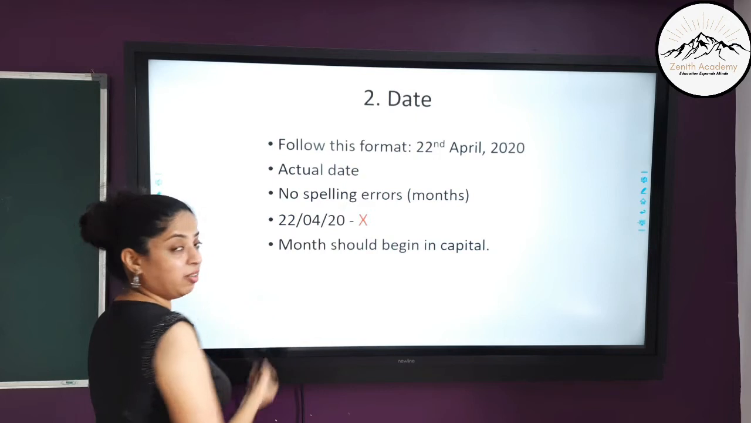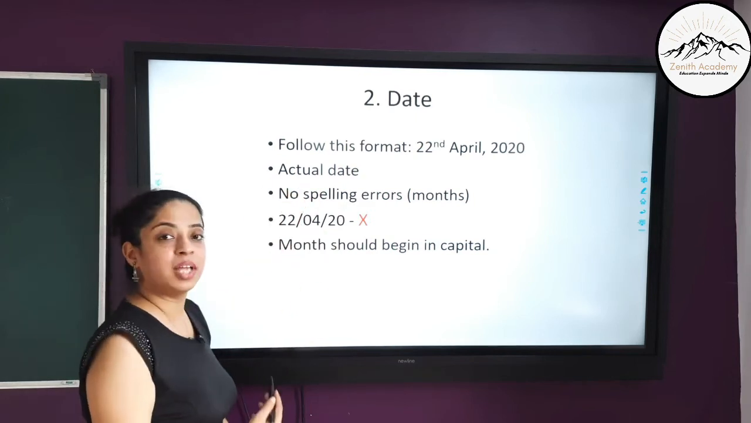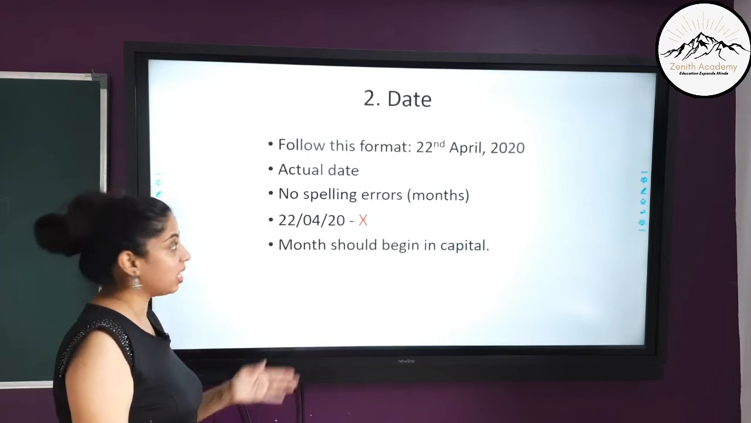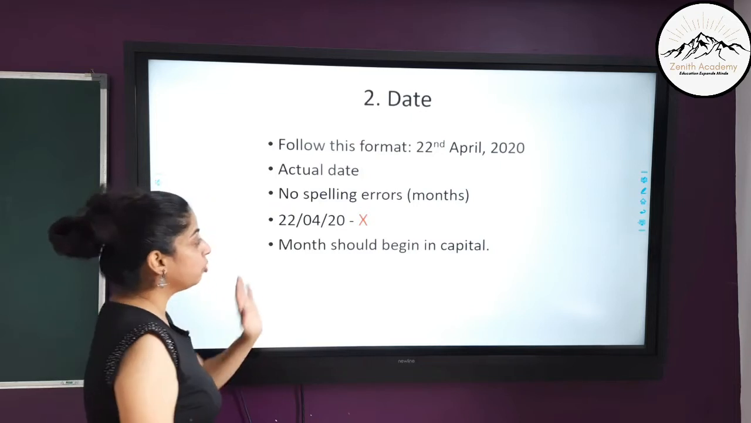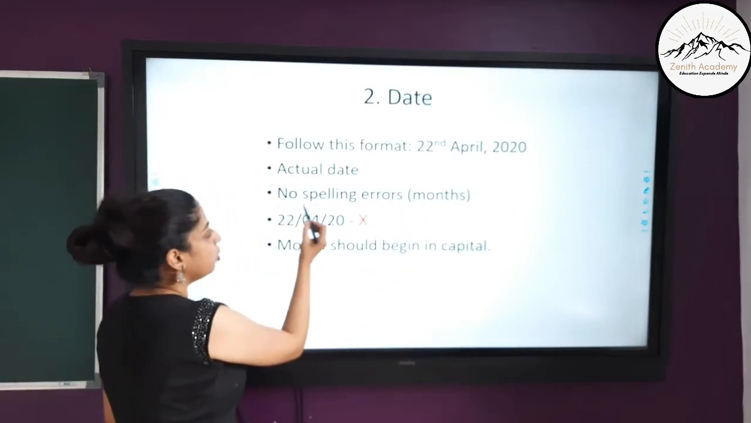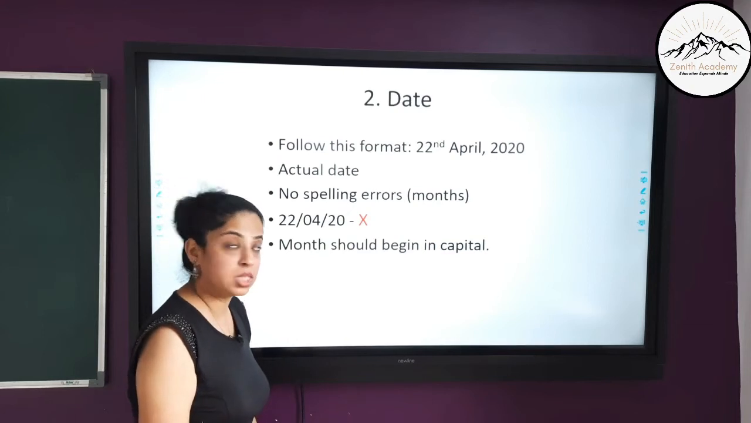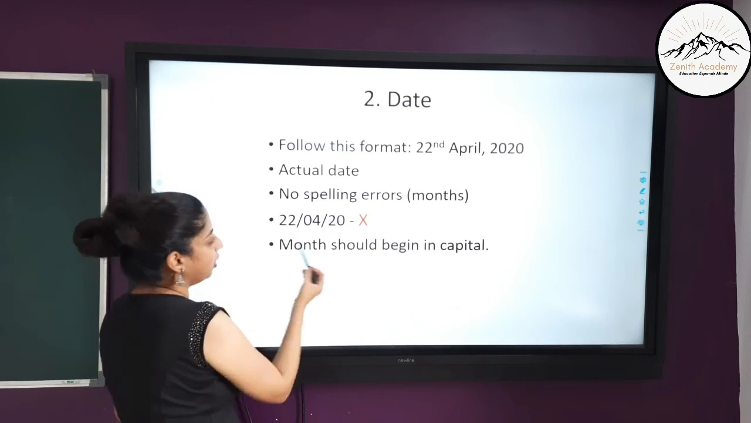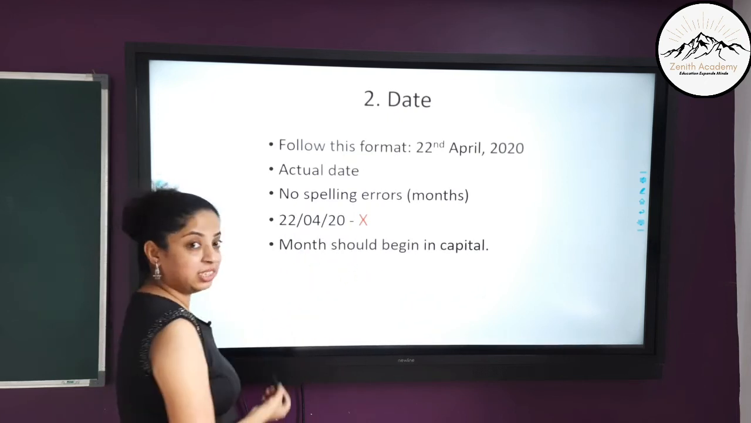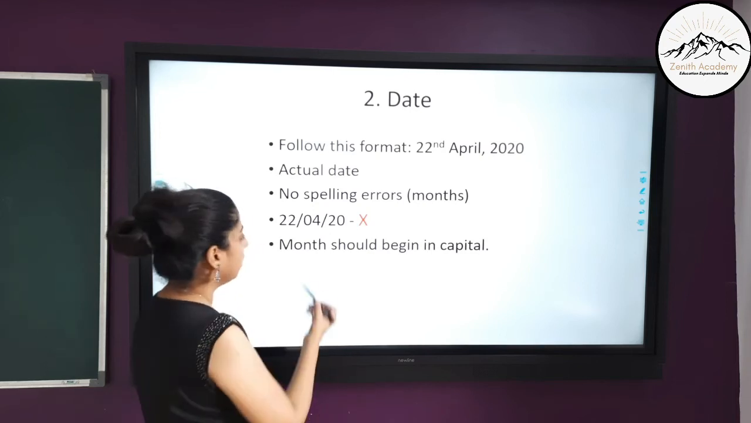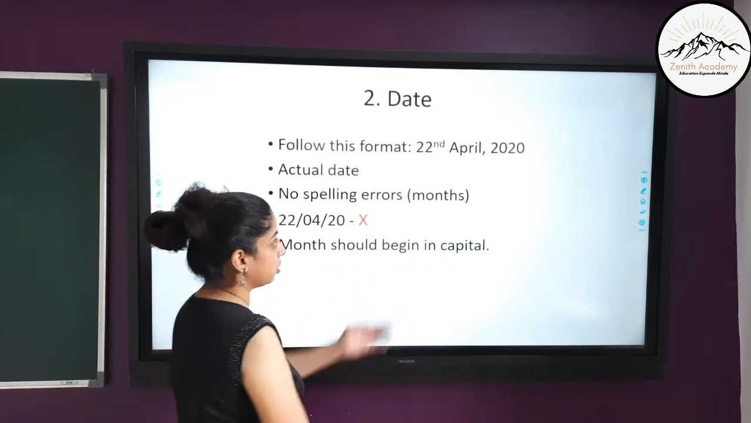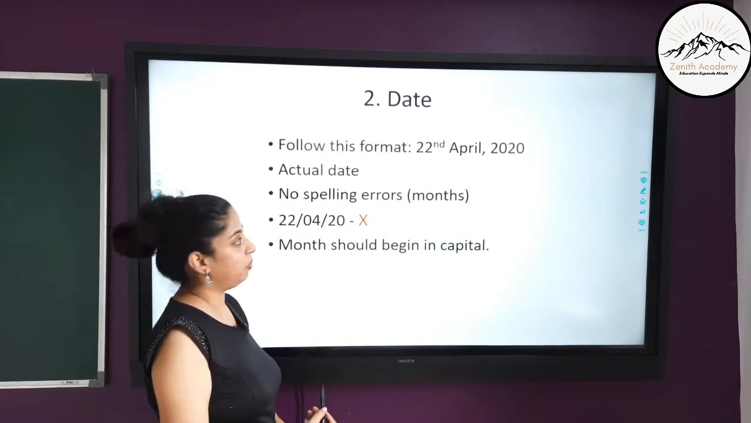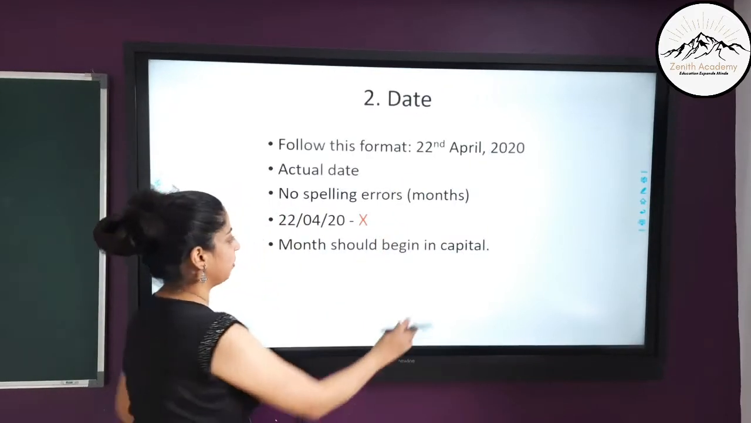Remember this point very well: you have to write the actual date of the examination. On whatever date your examination is, the date you are writing the exam, the same date you have to write there. You should not change the date. There should be no spelling error in the names of the months, so you should know the month spellings very well. Now this format is completely wrong. You should never write the date like this, otherwise you will unnecessarily lose half mark. The month should begin in capital. Here in April, you can see I have written a capital A. If you just follow this format you get half mark.